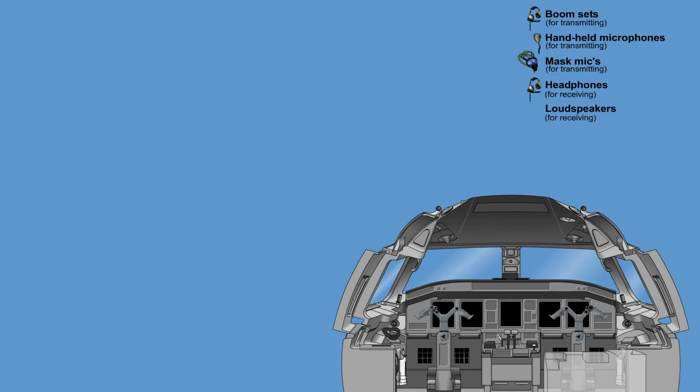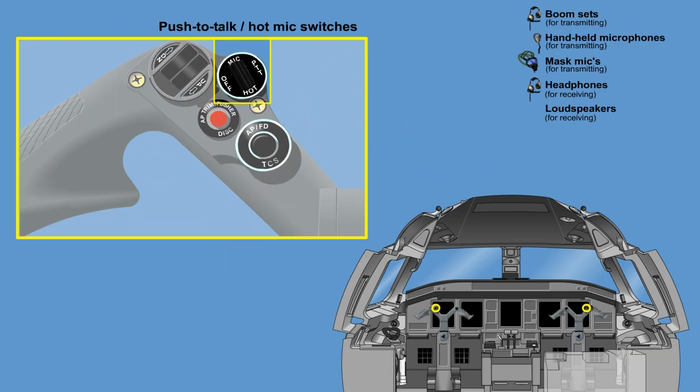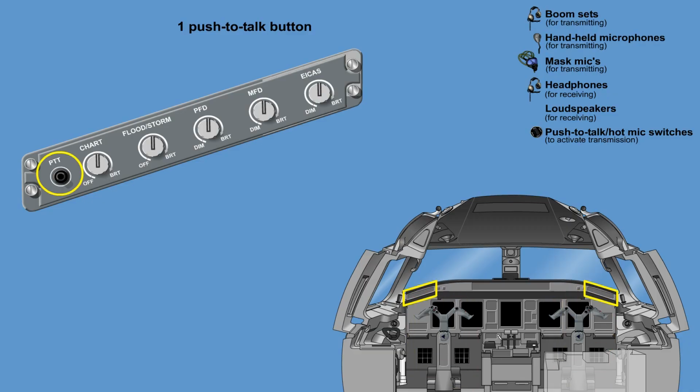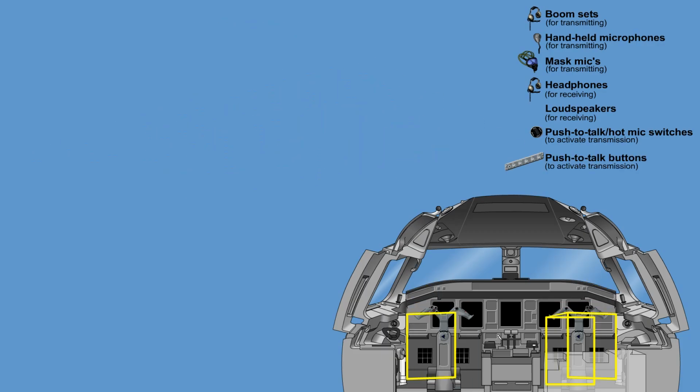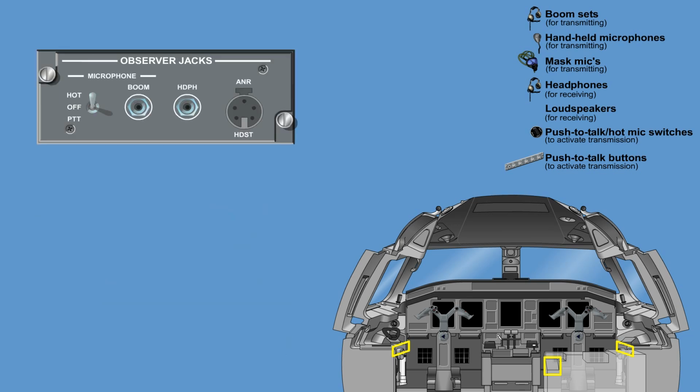To activate transmission via the microphones, there are push-to-talk hot mic switches on each yoke, and one push-to-talk button on each side of the glare shield. 3 jack panels are located within the cockpit. The observer's jack panel has an integrated push-to-talk hot mic switch.